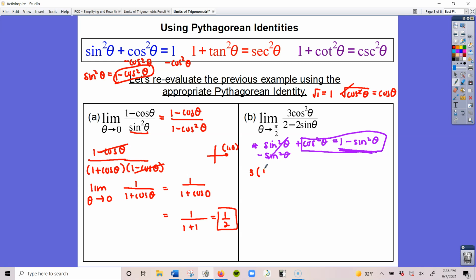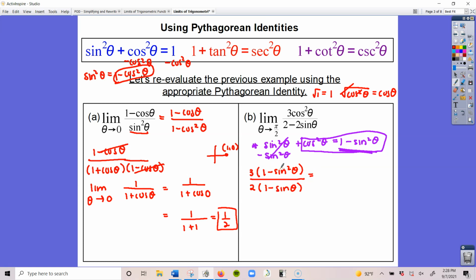So this is what we would get: 3 times 1 minus sine squared theta, all over. Now let's look at the denominator. Both of these terms have a 2 in common, so I can take out a 2, and that would leave me with 1 minus sine theta.